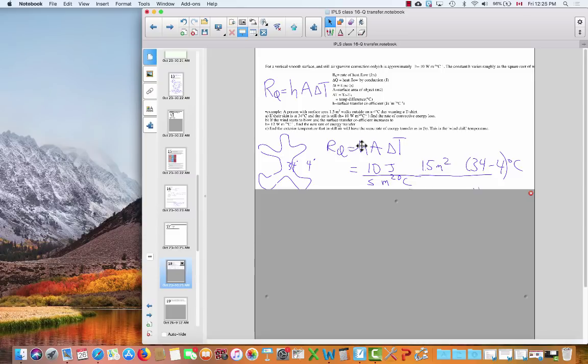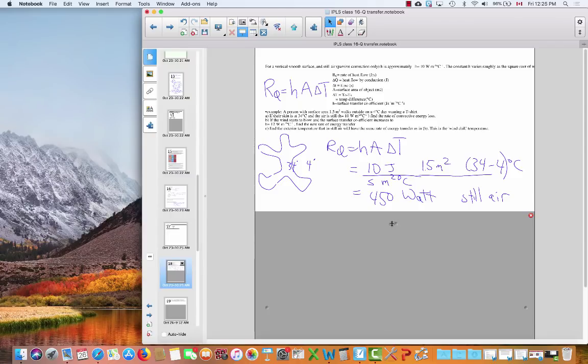Now a typical value for the surface transfer coefficient is about 10 watts per meter squared degree. A watt is a joule per second, so the units are there: watts per meter squared degree. We multiply by the surface area. The human body has about 1.5 square meters of surface area. That number was given here. And then the temperature difference, as we said, 34 for the skin and 4 for the surroundings. So this is the rate at which you're losing energy to the air. It's about 450 watts.